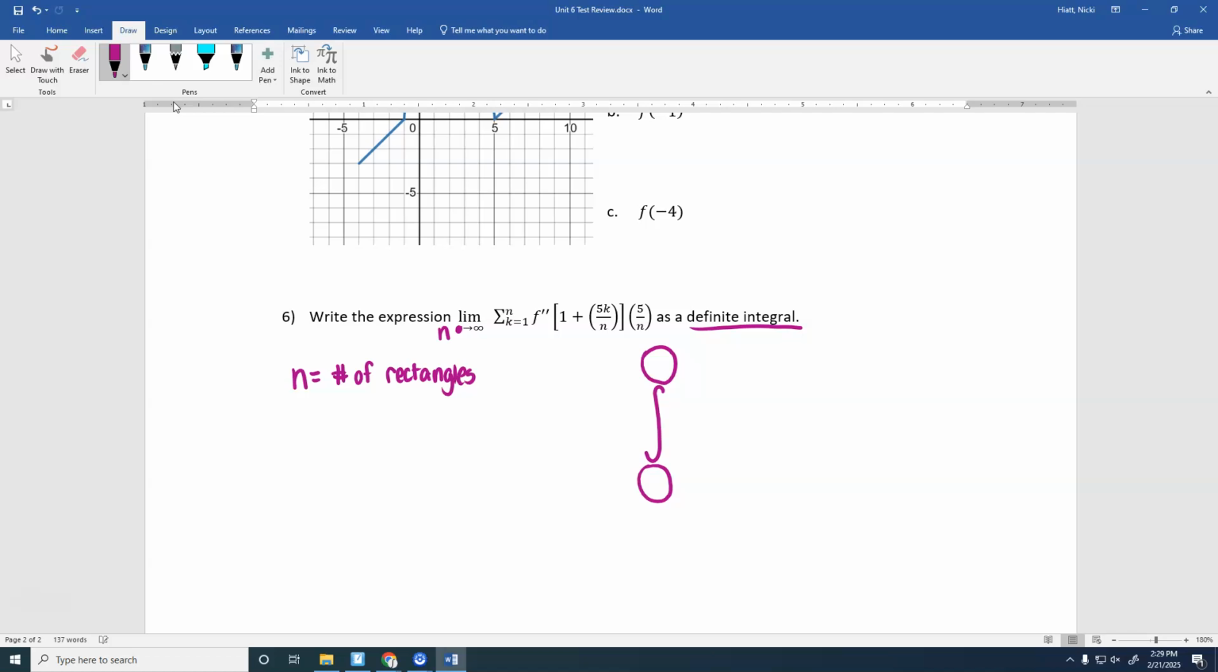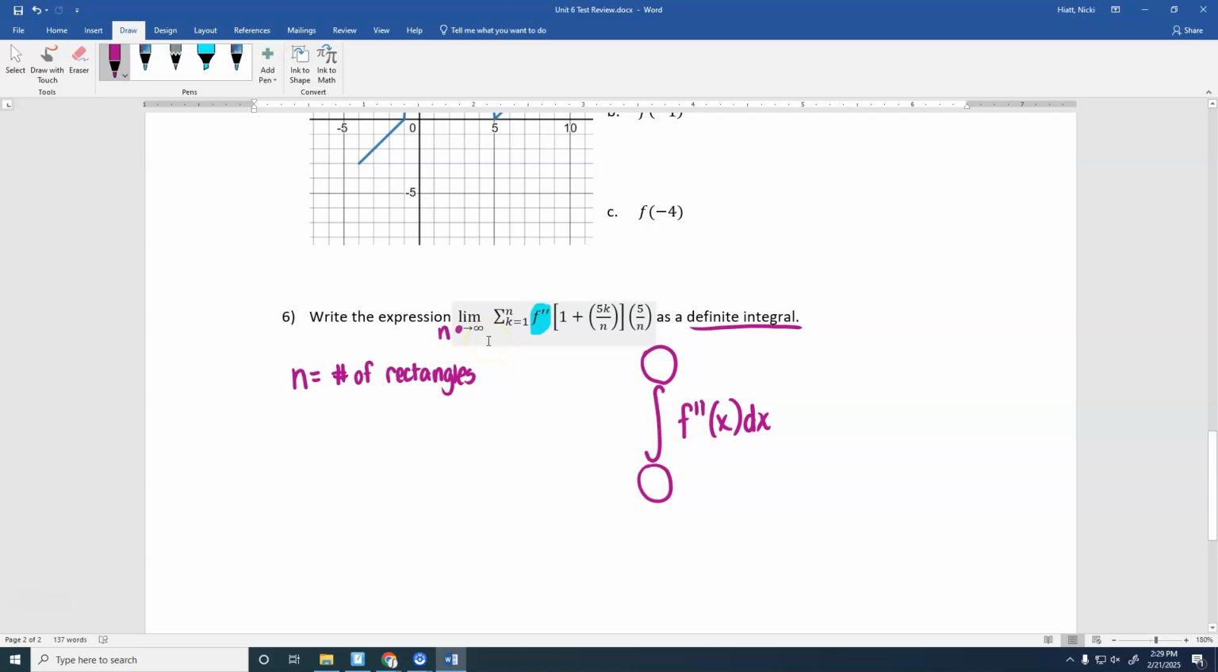Some different things that you want to think about here. First of all, whatever the function is going to be is what you're integrating. So in this case, it's f double prime of some stuff. So you're going to be integrating f double prime of x dx. That's what you want right here. A lot of times this shows up on free response. That right there gets you a point. Then you have to get your limits right.